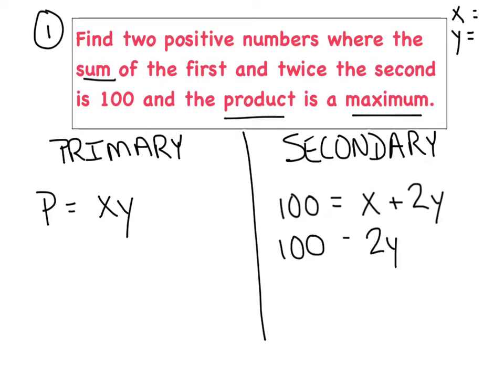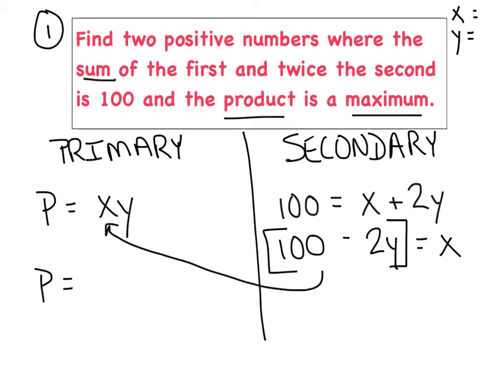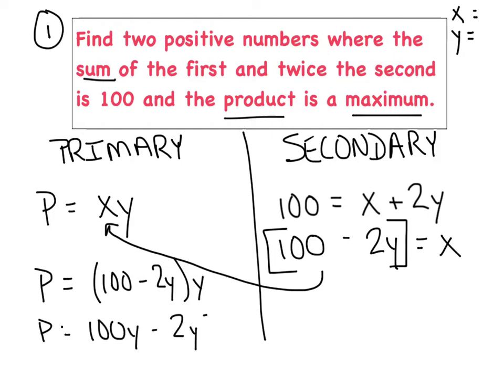And in this case, I think the x is easier to isolate because it doesn't have a coefficient. And now I'm going to take this expression right there and substitute it into that x. We're going to rewrite the product as 100 minus 2y times y. We'll clean that up just a touch, and that's going to be 100y minus 2y squared.